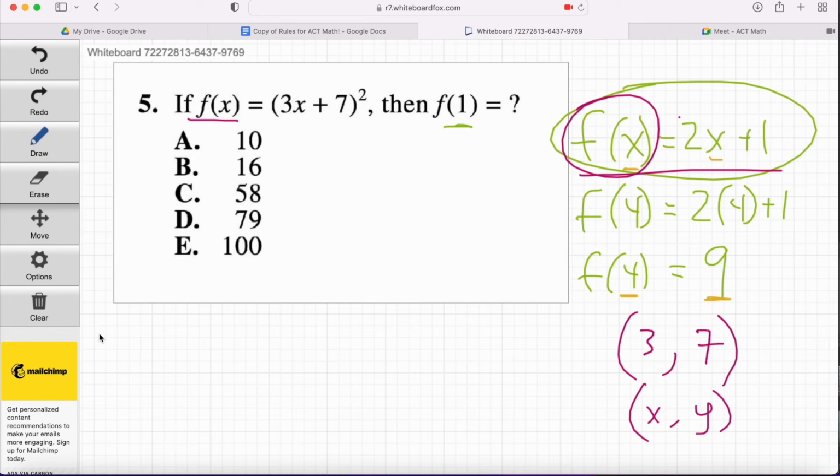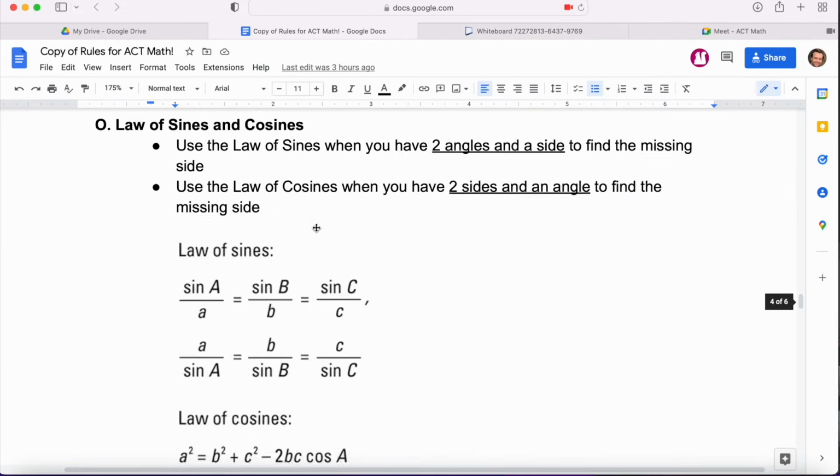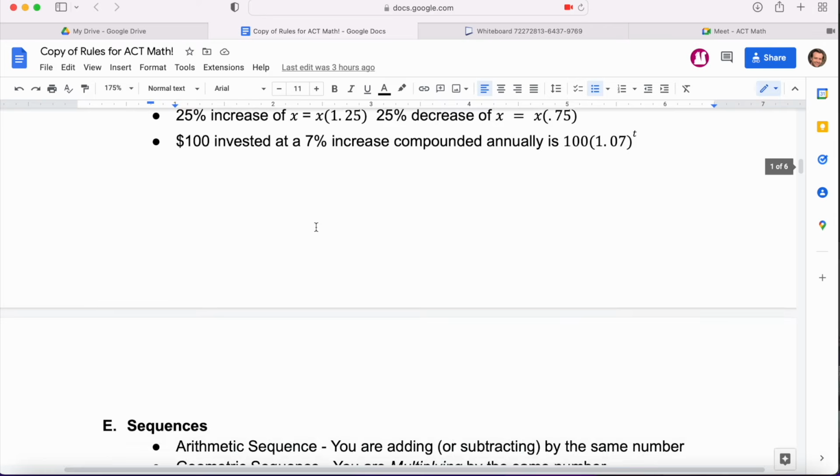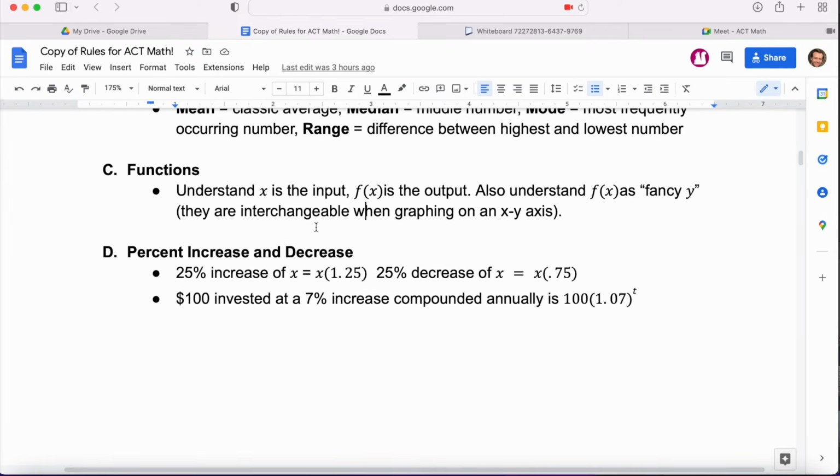Does that make some sense? You can say no, it doesn't. Nope, it does. Okay, good. I want to go to the rules real quick because I've got a section on functions here. It is basic concept C. Read that bullet point for us, please. Functions. Understand x is the input and f of x is the output. Also understand f of x as fancy y. They are interchangeable when graphing on an xy axis.